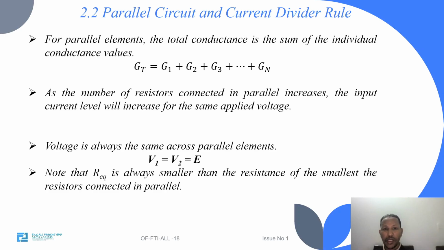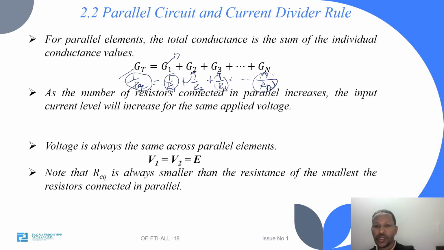We know that basically 1 over R equivalent equals 1 over R1 plus 1 over R2 plus 1 over R3 plus 1 over Rn. 1 over R1 is the conductance G1, 1 over R2 is G2, 1 over R3 is G3, and 1 over Rn is Gn, and 1 over R equivalent is the total conductance. So if any number of resistors are connected in parallel, their total conductance will be the sum of the conductance of each resistor.